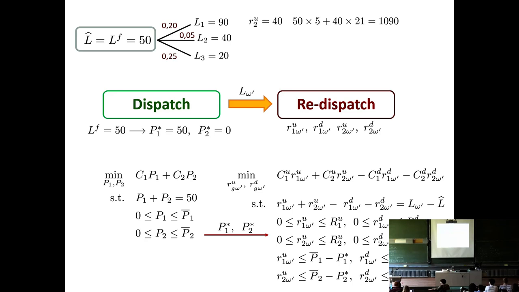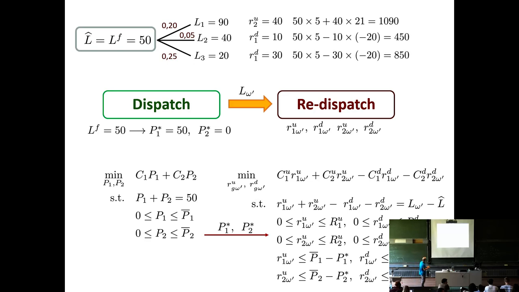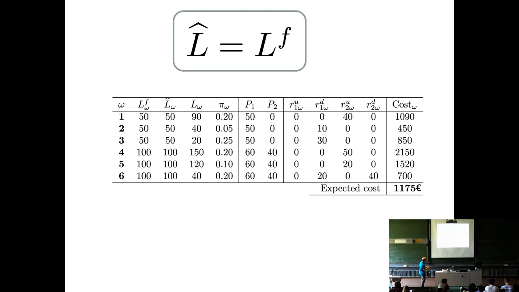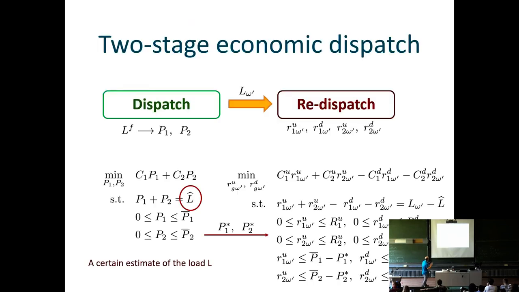Just to confirm, in the table, the dispatch first, and then we optimize the redispatch as a separate problem? Yes, the redispatch is a separate problem. Exactly. As I said, we solve this problem, and then this problem feeds P1 star and P2 star to the other one. Okay. Any other question?